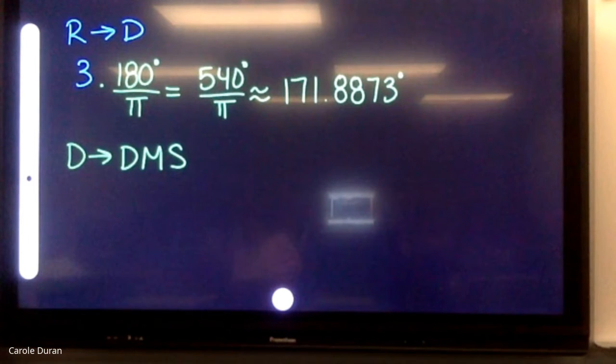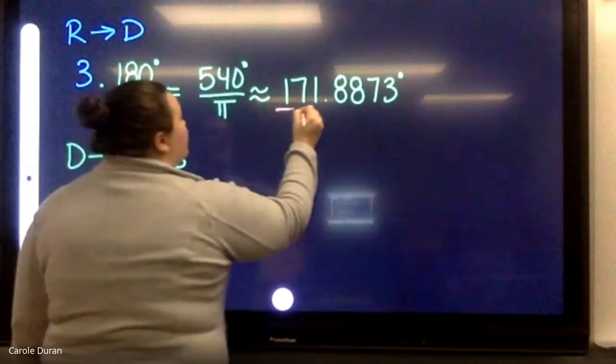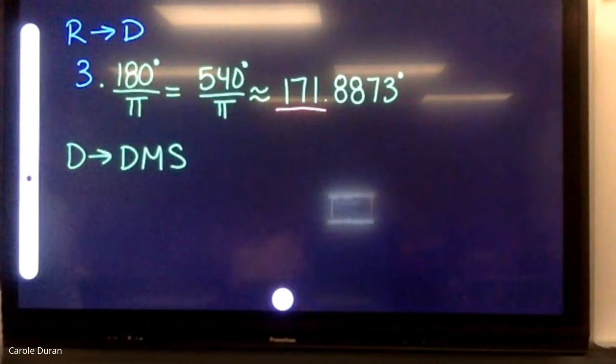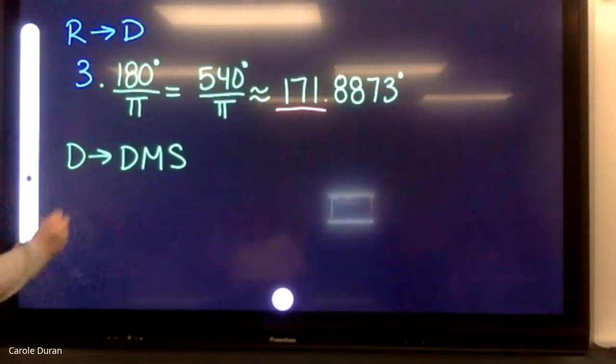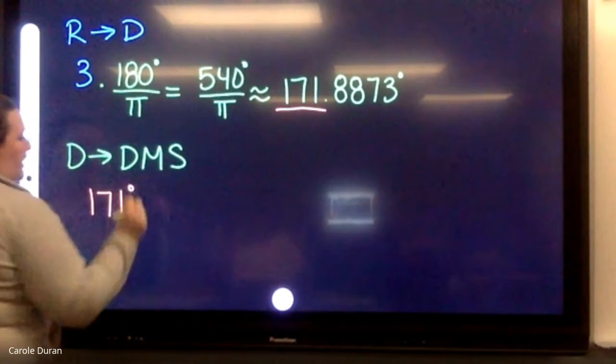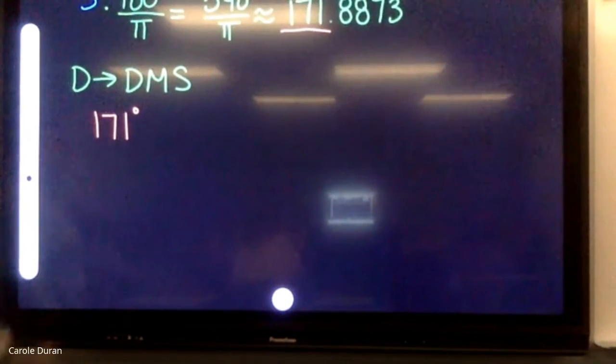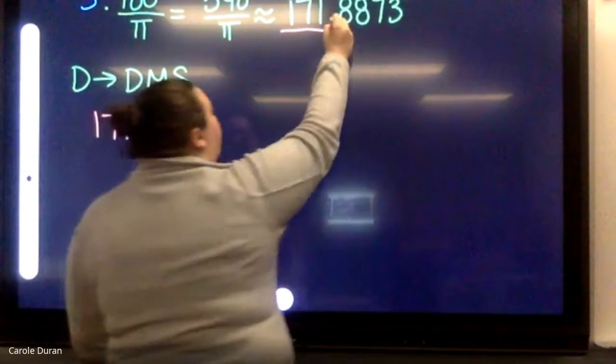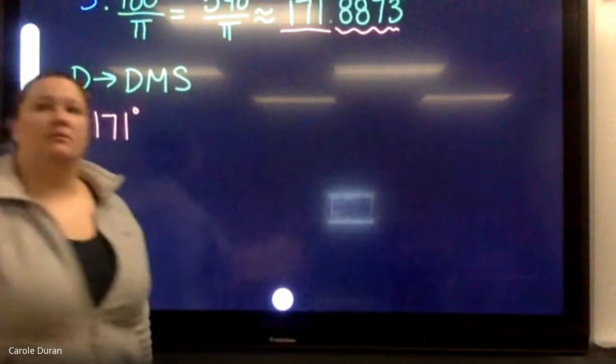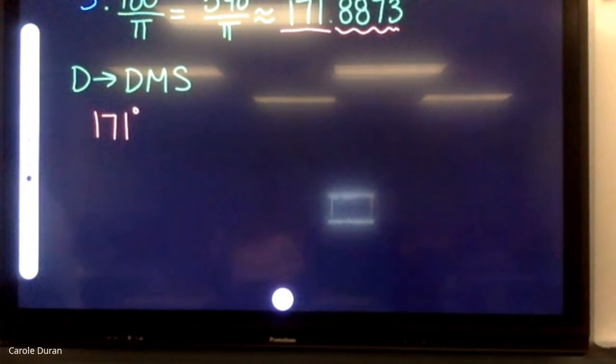The really cool thing is I already know the degree portion of my degrees, minutes, seconds. It's whatever the whole number is in front of my decimal point. So 171 is going to be the degree portion of my degrees, minutes, seconds. I can move this up, I'm sorry. To find the minutes portion, I'm going to take the entire decimal present and I'm going to multiply it by 60.